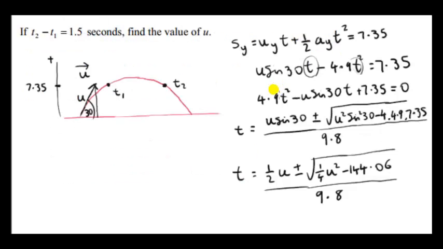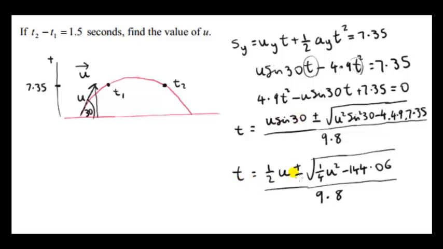The next bit is routine, even if there's quite a bit of algebra. So here we have a quadratic in t. I've just written it in standard form. I've made the t squared term positive, but of course you don't have to. So we use our formula minus b plus or minus the square root of b squared minus 4 times a times c all over 2 times a. Sine of 30 is a half.